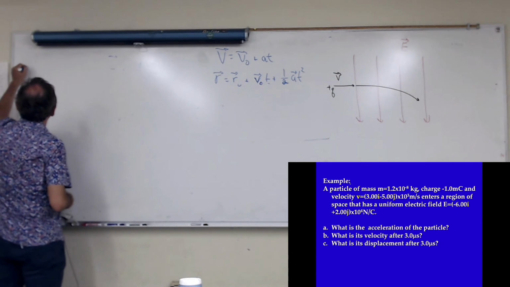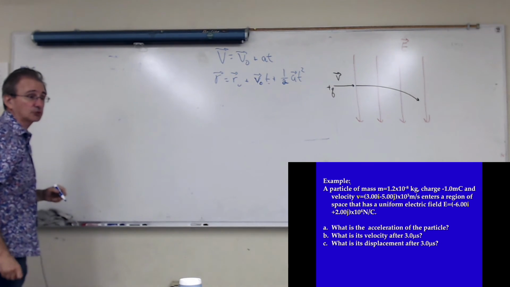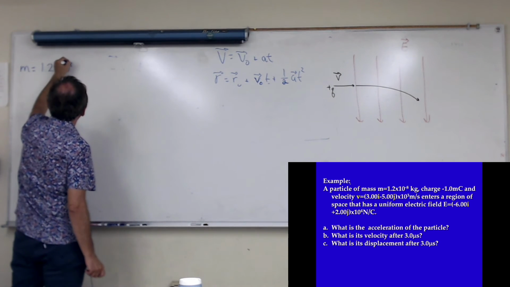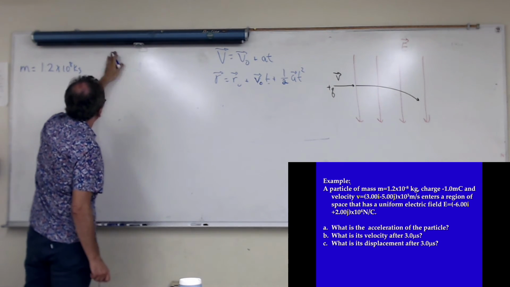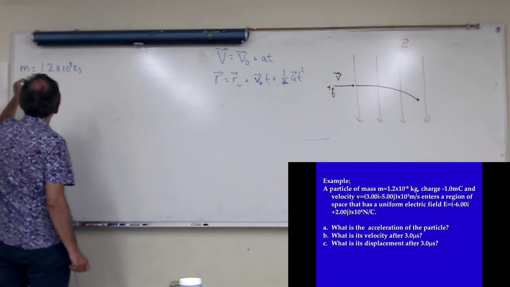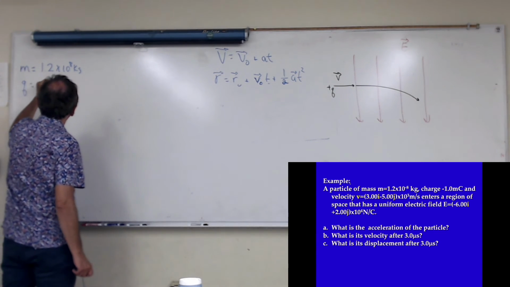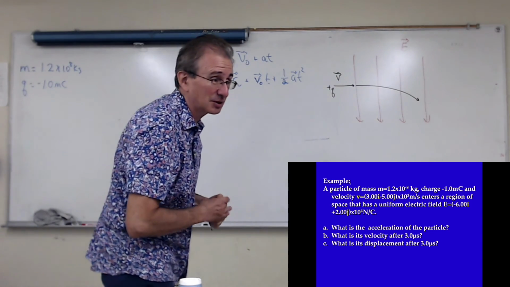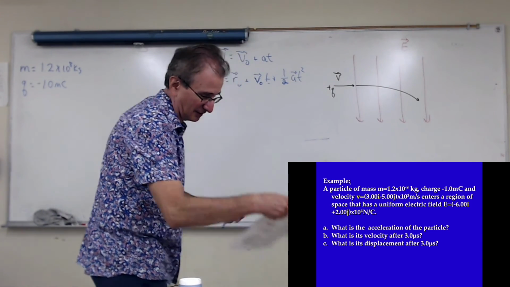The mass is 1.2 times 10 to the 8th kilograms. Its charge is minus 1.0 millicoulomb. I hope that's not a problem with my symbols. I always forget that.